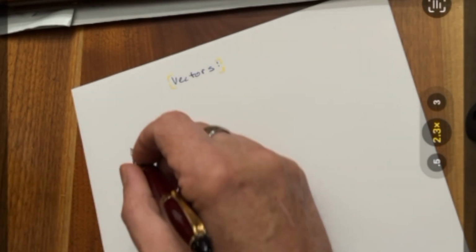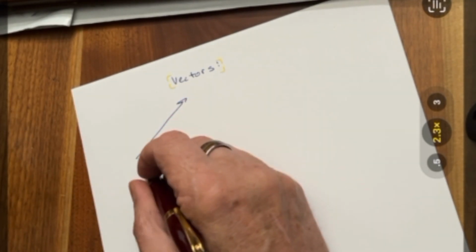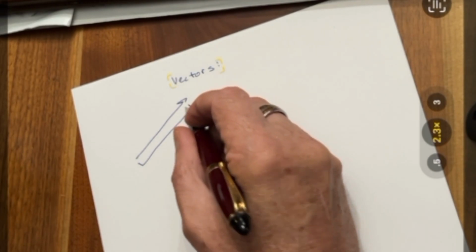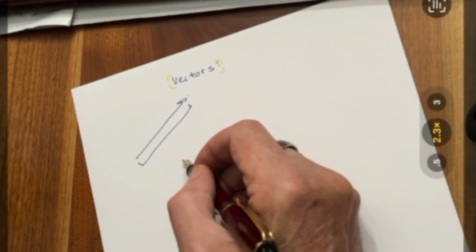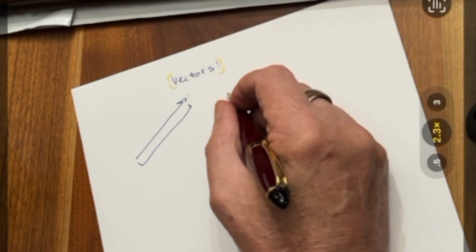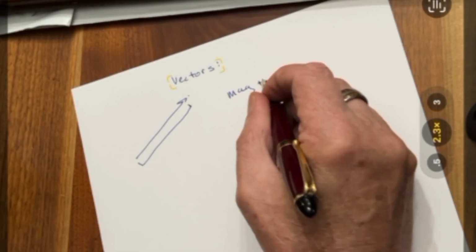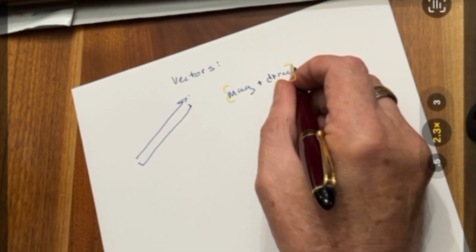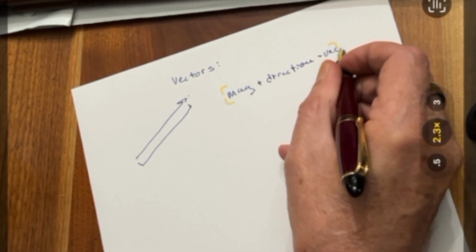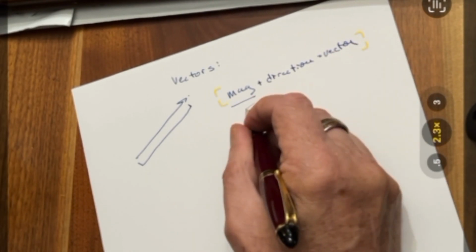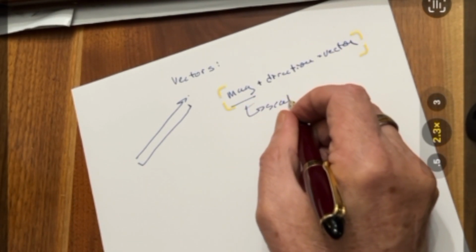A vector consists of 2 things. It's got a magnitude and it has a direction. So, magnitude plus direction equals vector. If you just have the magnitude, that's called a scalar.